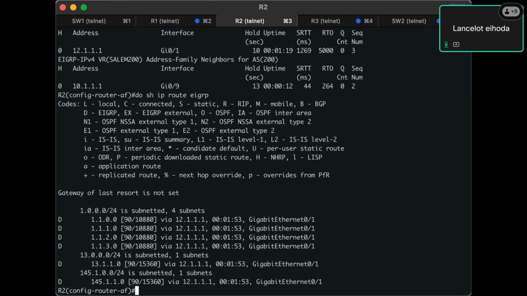So can anybody still see the chat box? Yes, the chat box is still visible.